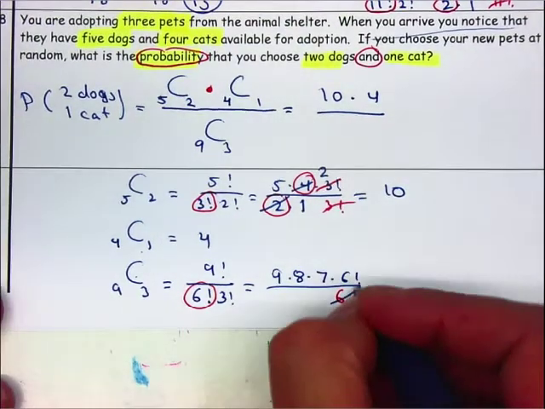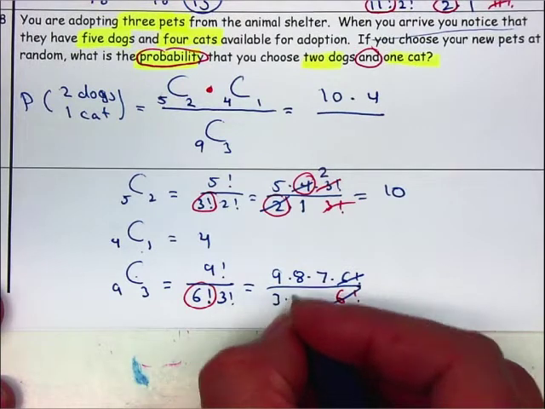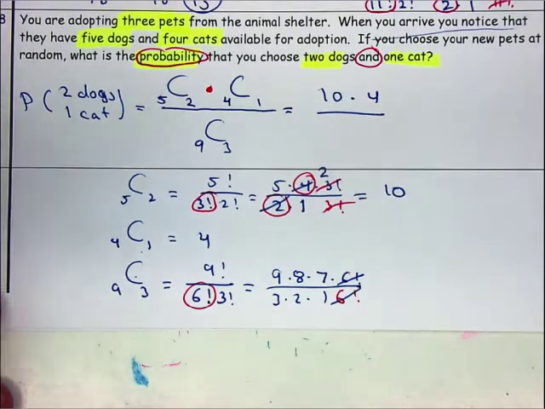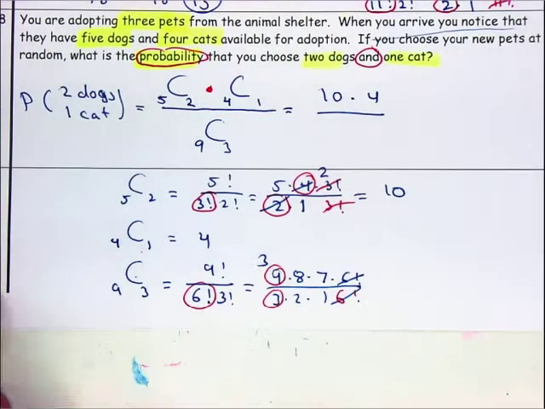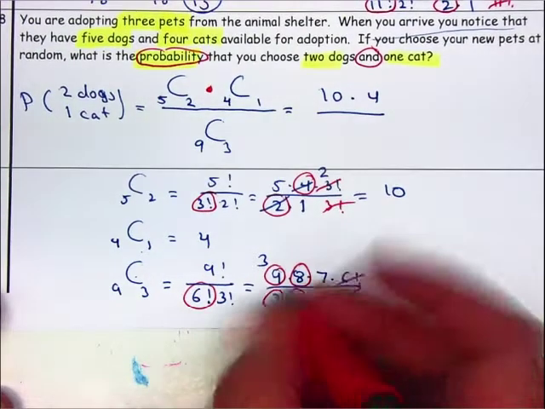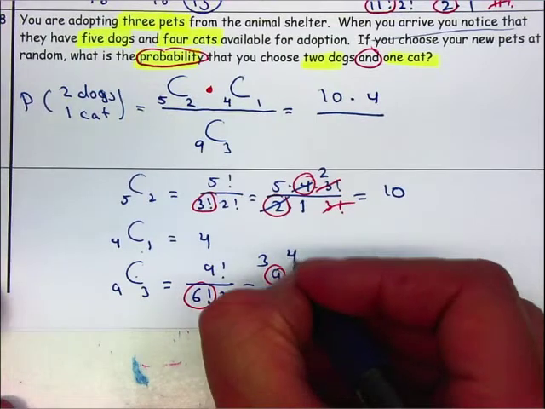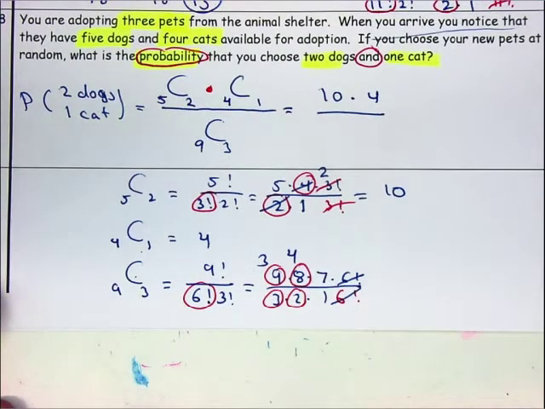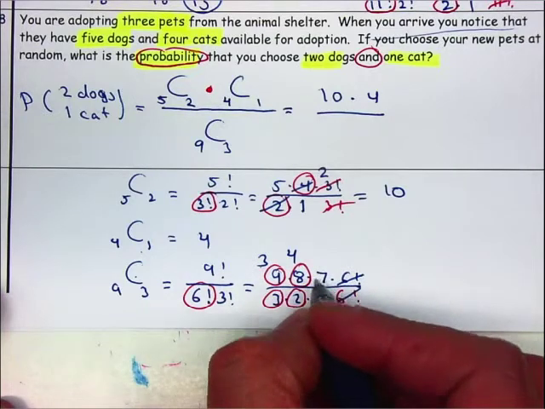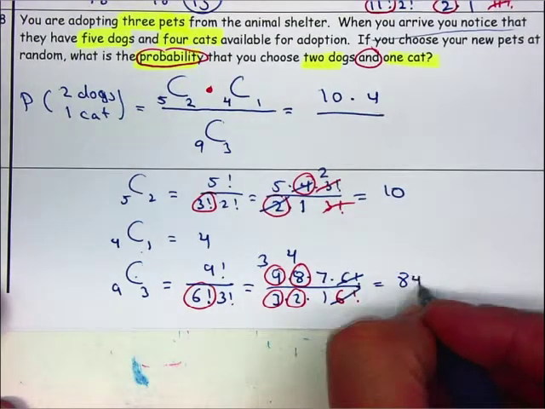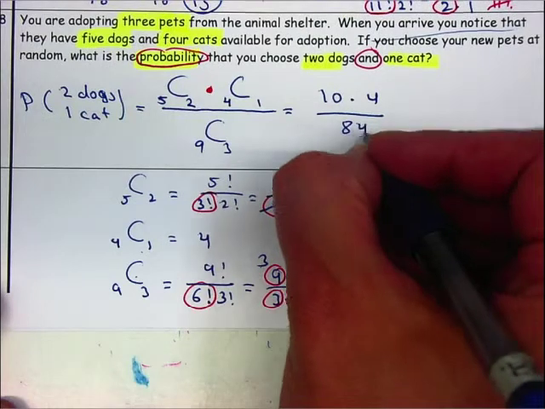That cancels out. And I still have my 3, my 2, and my 1. I can simplify the 9 and the 3. This becomes a 3. I can simplify my 8 and my 2. And this becomes 2 divided by 4. Simplify and multiply. 3 times 4 is 12. Times 7 will give me 84.